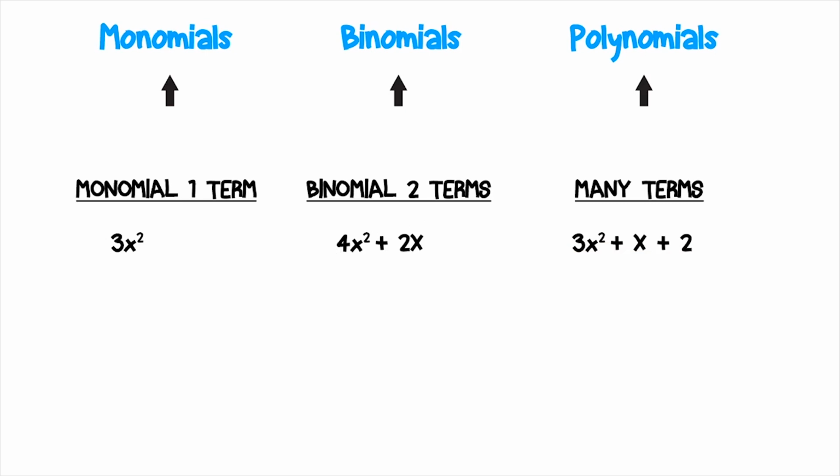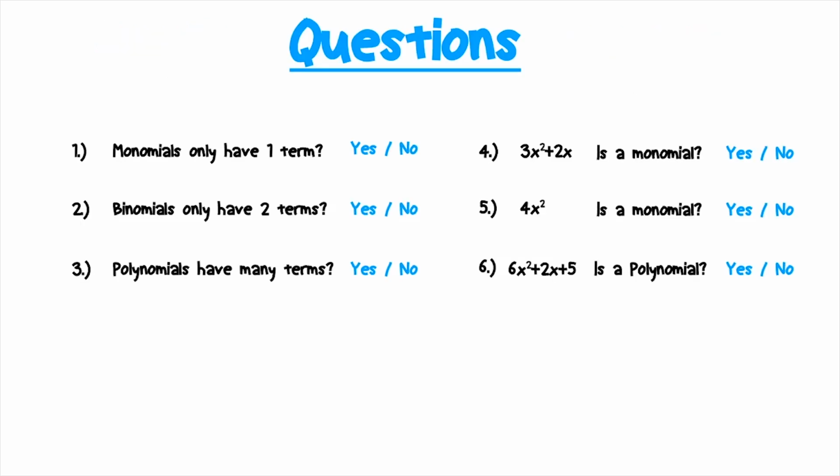Right, let's go into some questions to see if you get an understanding of this. The first one is: monomials only have one term. I'll let you do these. I'm not going to tell you the answers yet, I'll tell you the answers later. But what do you think that one is? A monomial only has one term.